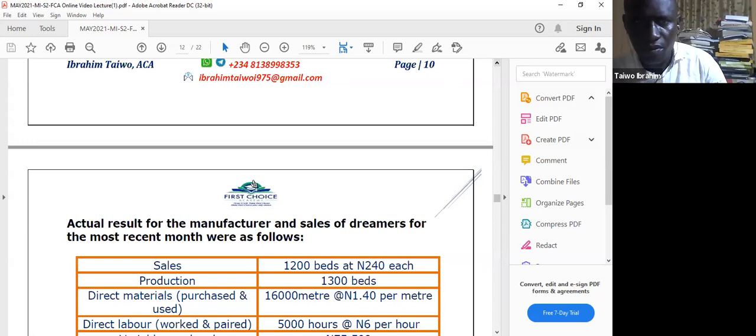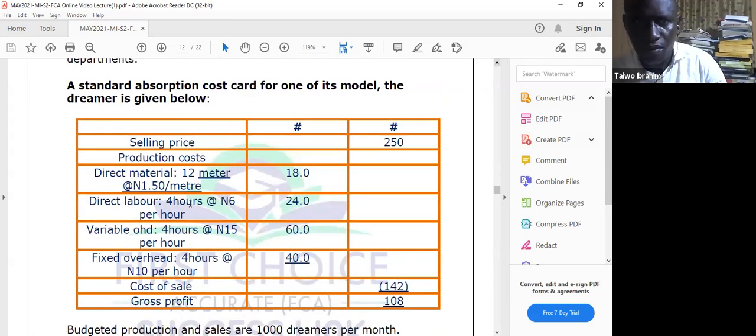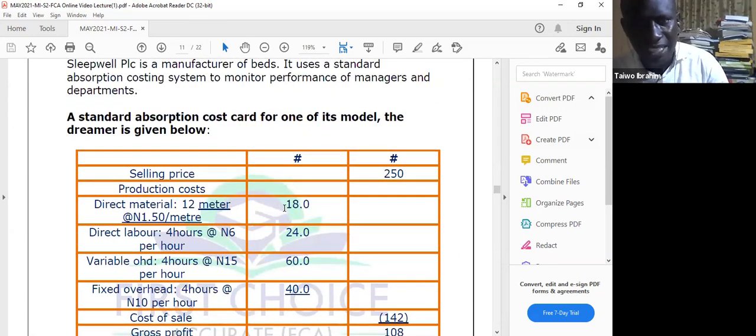Look at the material. This is standard information. And the material price happens to be 1 naira 50 kobo per meter. It is not 18 naira. 18 naira is just the cost of the material per 1 unit, but not per kg or per meter. So the price per 1 meter of the material is 1 naira 50 kobo, which is the standard price of material. So you now go to the actual information.